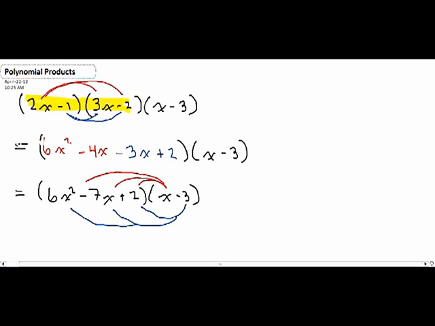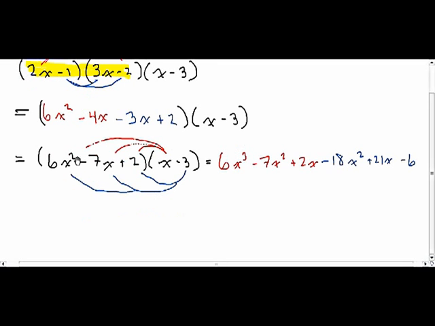So try multiplying those out and we'll take a look at how you do. Following our red path here, x times 6x squared gives us 6x cubed. x times negative 7x gives us negative 7x squared. And x times 2 gives us 2x.